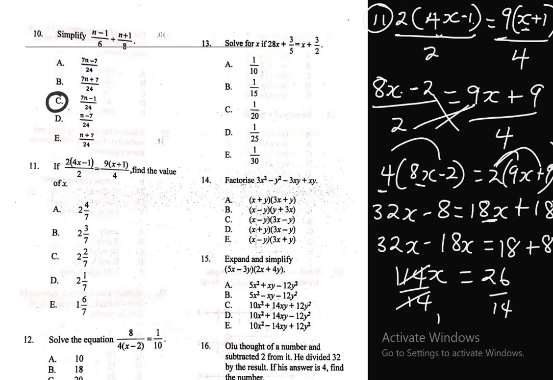So 26 over 14. 2 into 26 is 13, 2 into 14 is 7, 7 into 13 is 1, remainder 6 over 7. The right answer is E. Alright, let's go to question 12.